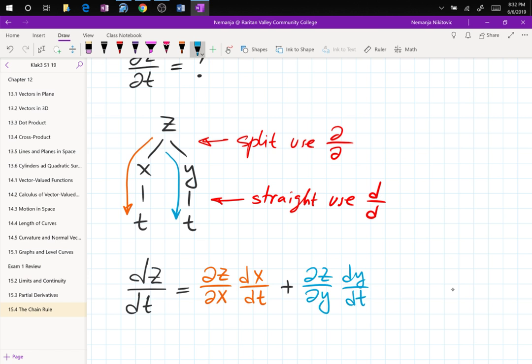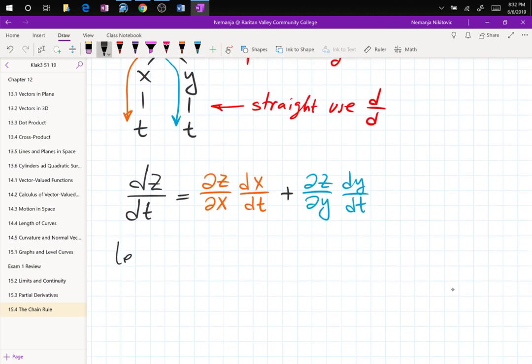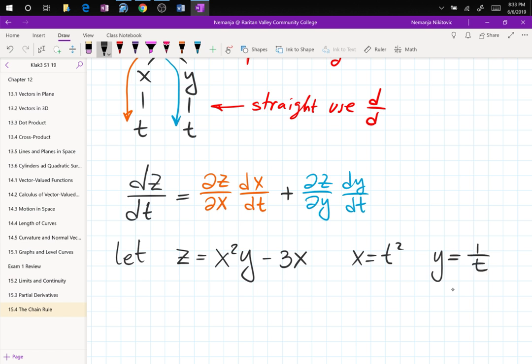So this is our first order of business, to figure out this formula, looking at the tree which was obtained from the functions that you have. And then you get to plug in whatever values you have and compute this. So let z be x squared y minus 3x. Let x be t squared, and let y be, I don't know, 1 over t. So this would be the example for the configuration that we have above.